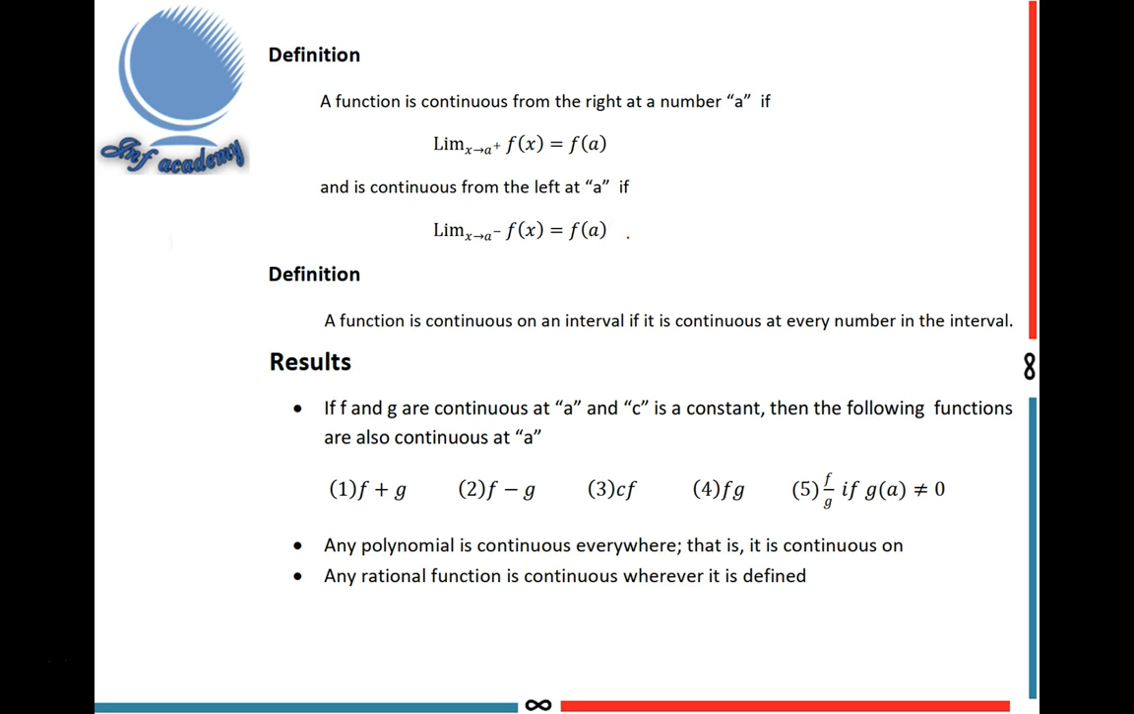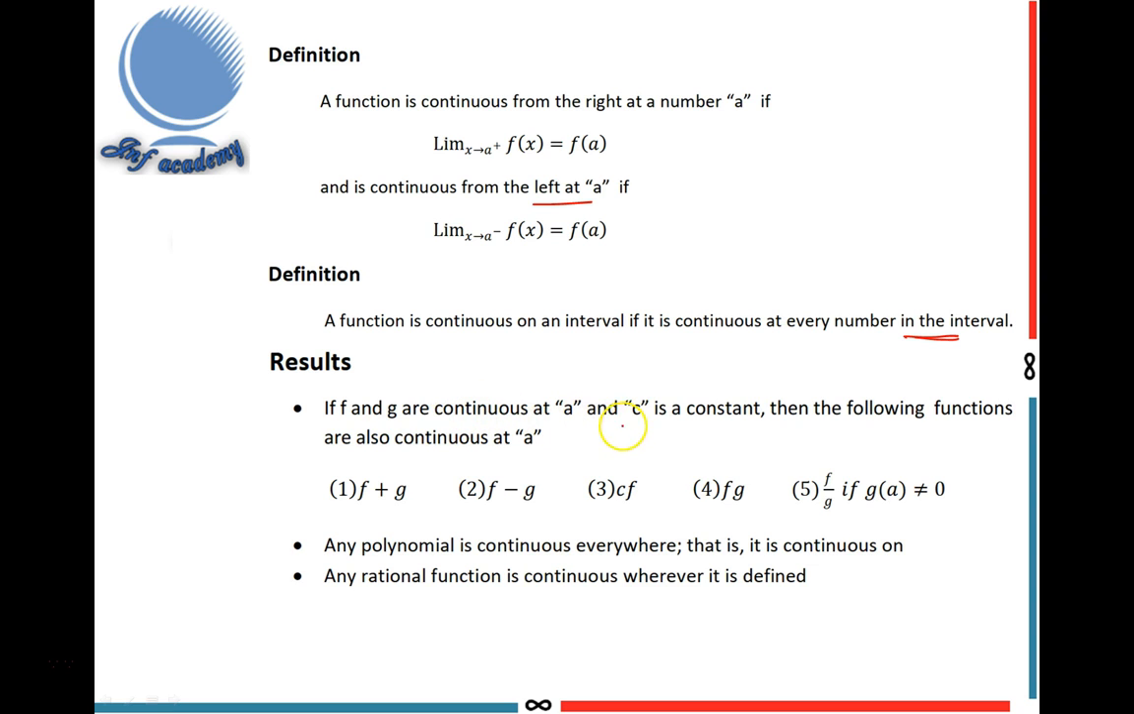Next, if a function is continuous from the right at a number a, then limit x tends to a plus f of x equal to f of a. Similarly, if continuous from the left at a, then limit x tends to a minus f of x equal to f of a. Next, a function is continuous on an interval if it is continuous at every number in the interval. Next, some results in continuous functions.